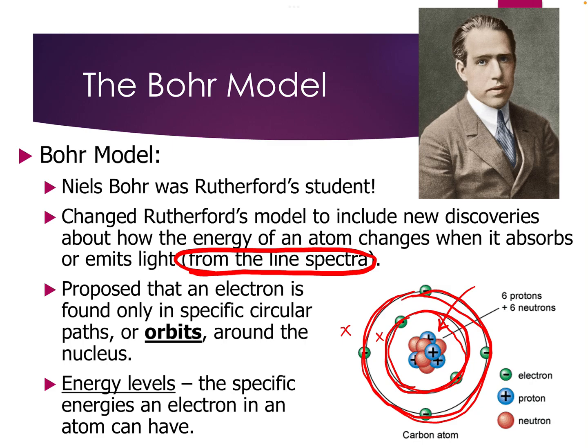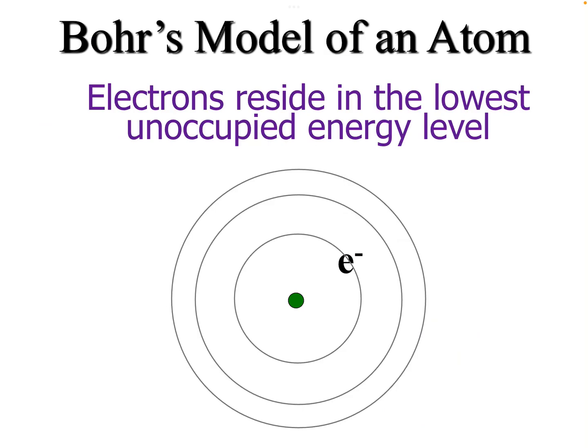We will also kind of relate these to energy levels, which is the specific energy an electron in an atom can have. They can have enough energy to be here, or they can have enough energy to be there. Okay. So let's talk more about the Bohr model of the atom. So again, he said there's going to be a nucleus, that's the thing in the middle.